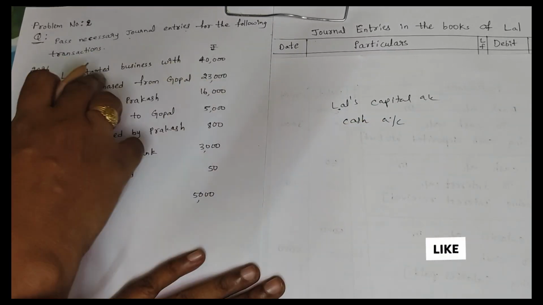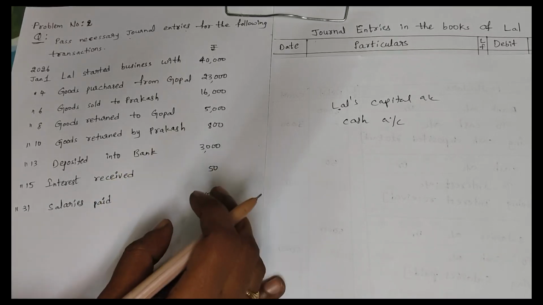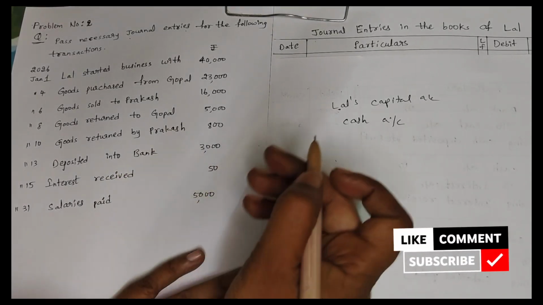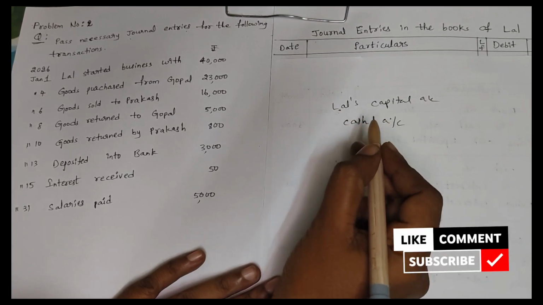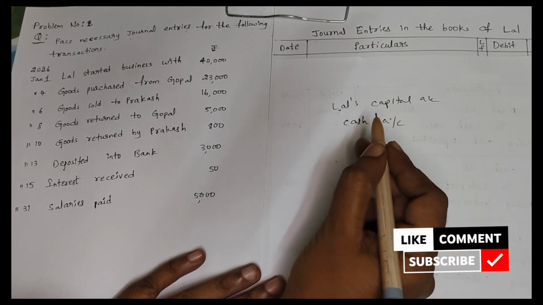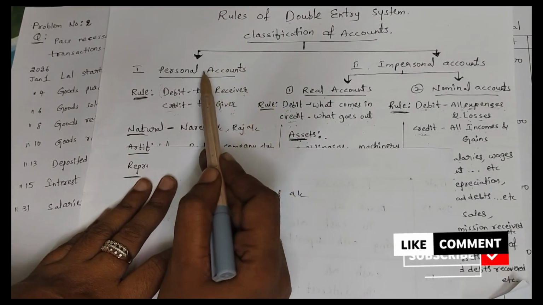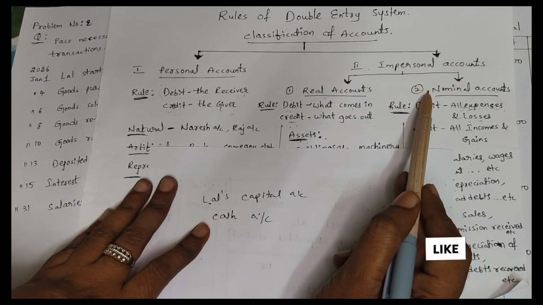So here we need to identify two accounts in one transaction, because in a transaction we have two aspects. One is the debit aspect, the other is the credit aspect. But which one is debit and which one is credit? It purely depends on the rules of the double entry system. Already we know the rules: personal account, real account and nominal account rules.